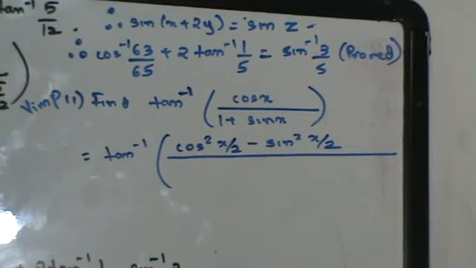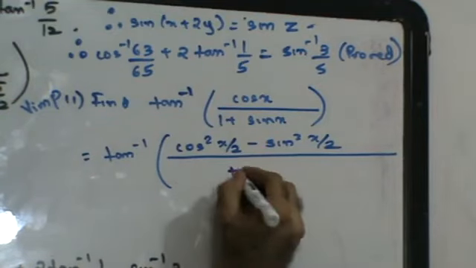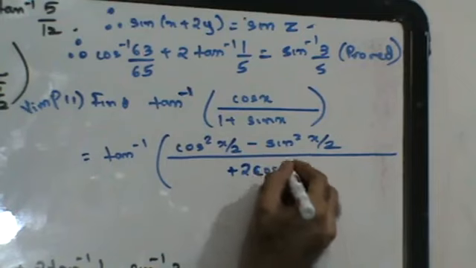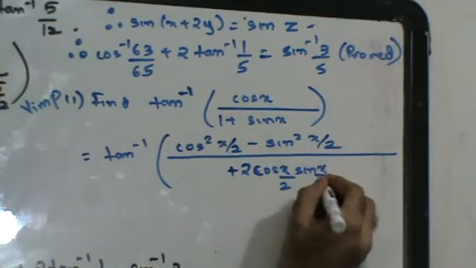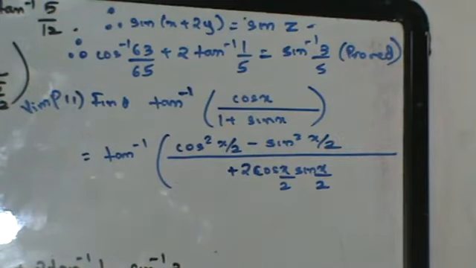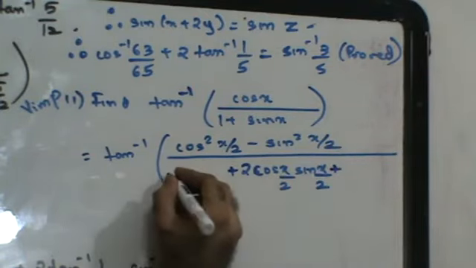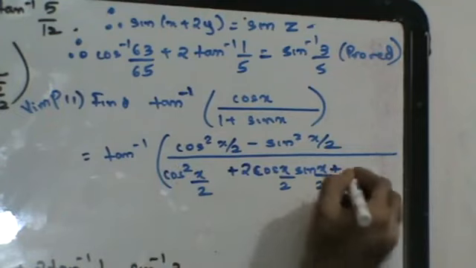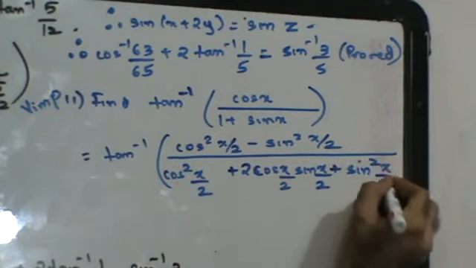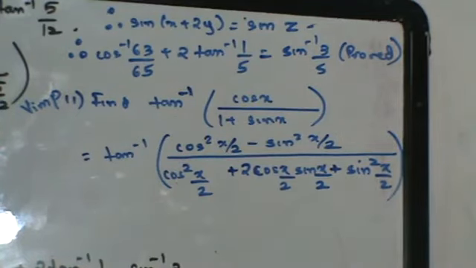Now, plus. Observe carefully, people. Sin x, I can use the submultiple formula again here. Sin x can be written as 2 sin x by 2 cos x by 2. Sin theta is 2 sin theta by 2 cos theta by 2. 1 can be written, please observe carefully, people, as cos square theta plus sin square theta. So 1 can be written as cos square x by 2 plus sin square x by 2.